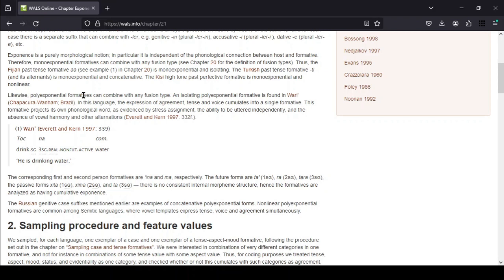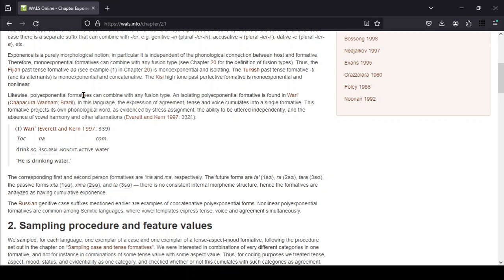Exponence is a purely morphological notion. In particular, it is independent of the phonological connection between host and formative. Therefore, mono-exponential formatives can combine with any fusion type. Thus, the Fijian past tense formative a is mono-exponential and isolating.